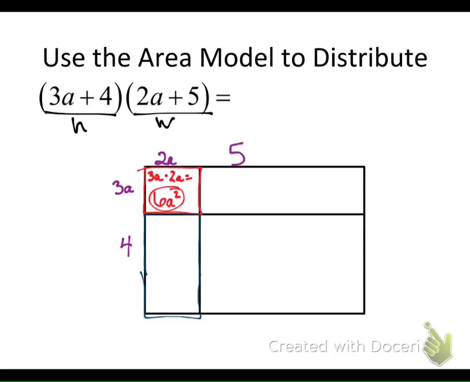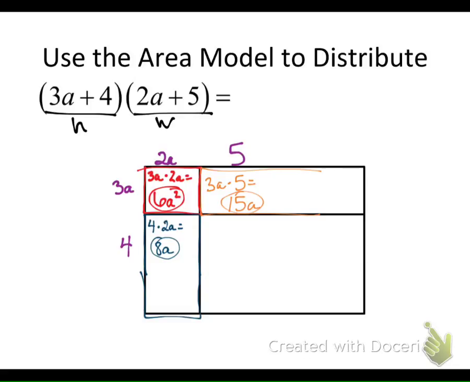So I have a height of 4, a width of 2a, for an area of 8a. All right, up here, orange rectangle. I have a height of 3a, a width of 5, for an area of 15a.